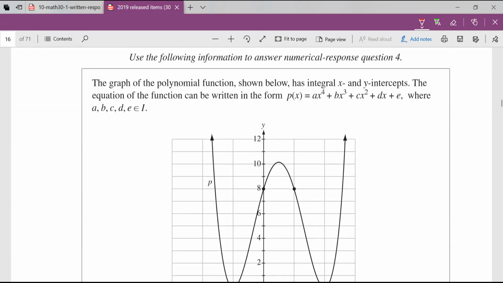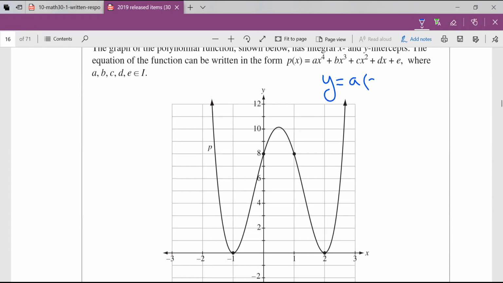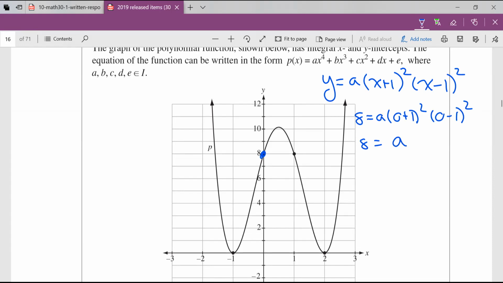Okay. So what we're going to do is, remember, when you're building these functions, always do them in factored form first. So a, and I just got to scroll down a touch there. Okay. x plus 1, but right here, that's a multiplicity of 2. And x minus 1 squared, multiplicity of 2. How do I find a? Well, to find a, I'm going to sub in a point. And the point I'm going to sub in is that y-intercept, right? That's easy. So I'm going to sub in 0, 8. So 8 is equal to a, 0 plus 1 squared, 0 minus 1 squared. So that's just going to be a.